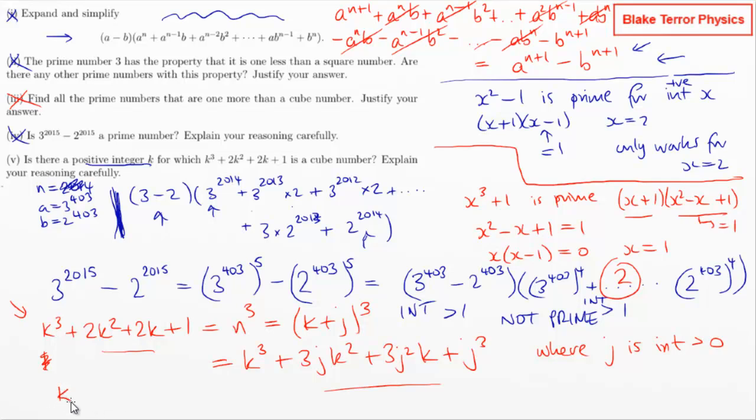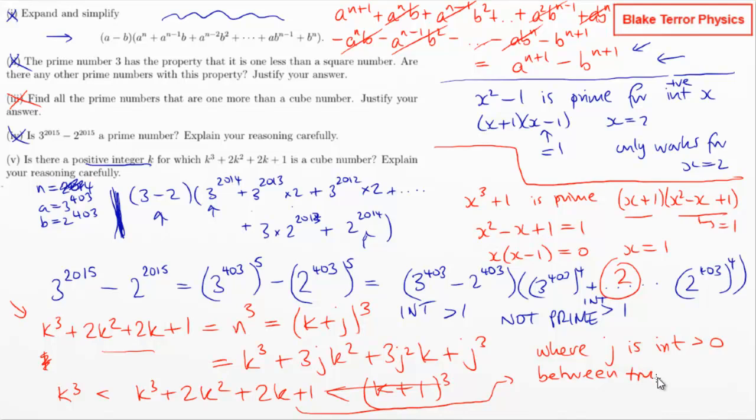Because what we're saying then is that k cubed is less than k cubed plus 2k squared plus 2k plus 1, but that is less than k plus 1 cubed. As in, if we put in j is equal to 1, then we get something bigger than that term. So we're between two consecutive cubes. So what we need to say is that that term is between two consecutive cubes. Therefore, it is not a cube.